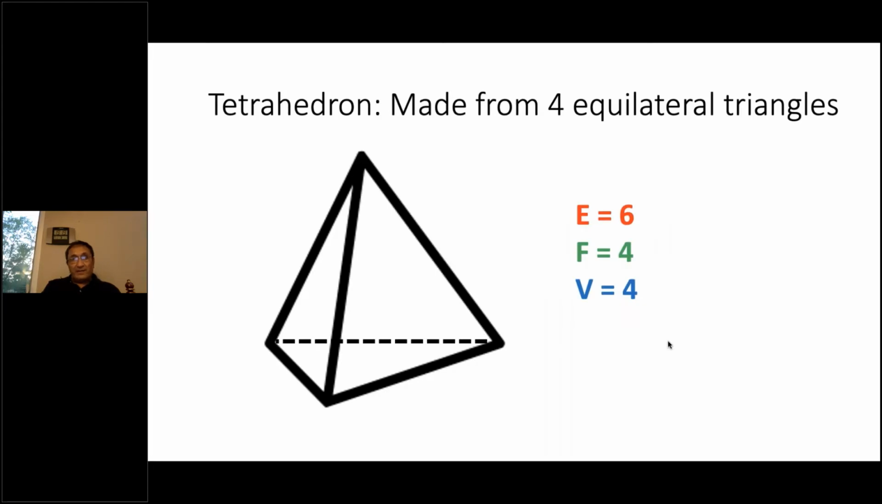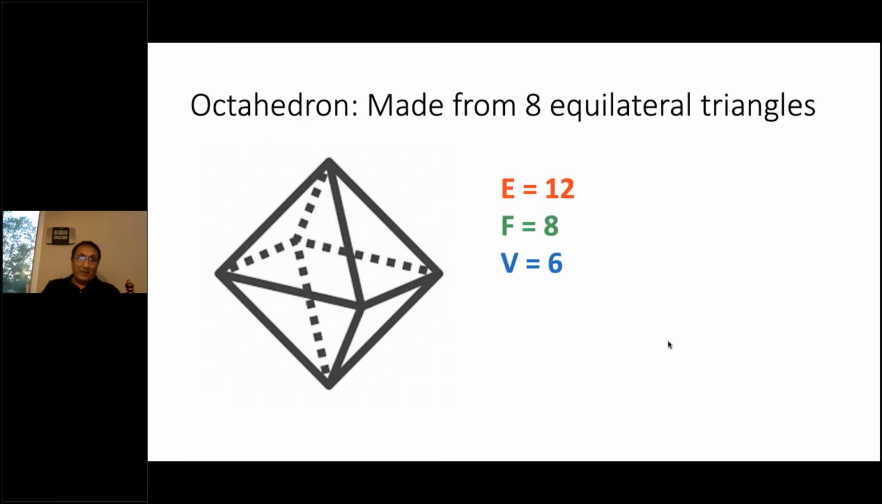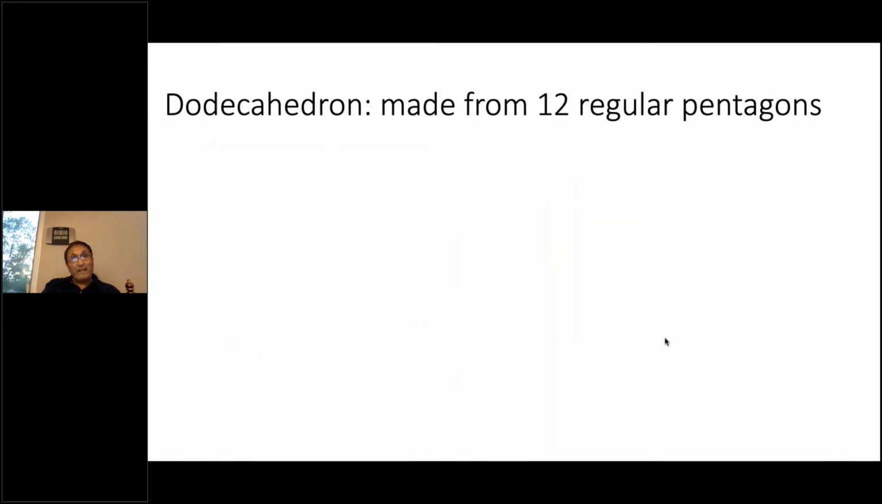Tetrahedron. There's 6 edges, 4 faces, and 4 vertices. Again, V plus F minus E is 2. Octahedron. It's made from 8 equilateral triangles. E is 12 edges, 4 like this, 4 at the bottom, and 4 around, 8 faces, and 6 vertices. And V plus F minus E again is 2.